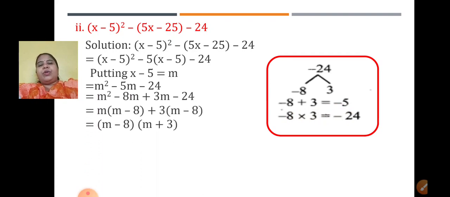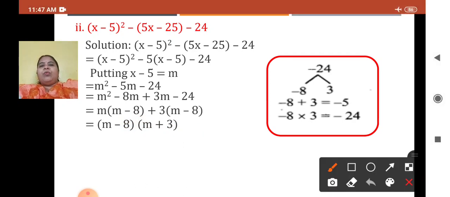After this, what? You need to take common. Yes, minus 5m is written as minus 8m plus 3m. Okay. So then we can take common from here m as it is, and m minus 8. Then from here what can be taken common? Plus 3. Right. So m minus 8. So what are the two factors? m minus 8 and m plus 3. I hope you have understood this.